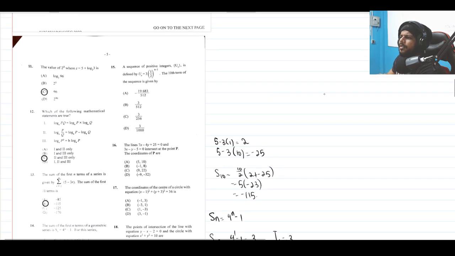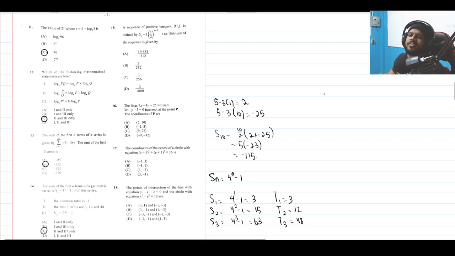Number 15. Ooh, a new question approaches us, guys. A sequence of positive integers u sub n is defined by u sub n is 3 into a half to the power of n minus 1. The 10th term of the sequence is given by, so this here is a sequence of positive integers defined by u sub n. Now, they should have said where u sub 1 is the first integer, which will give you some indication that n will represent the term number in the sequence.